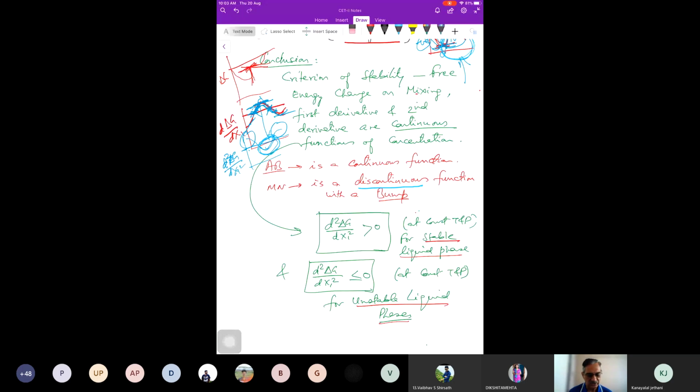You have to actually draw and see. If you draw it yourself, you will understand better how it happens. So that will be a homework assignment for you. See it for yourself, draw it and see.